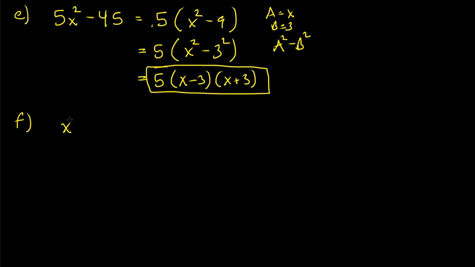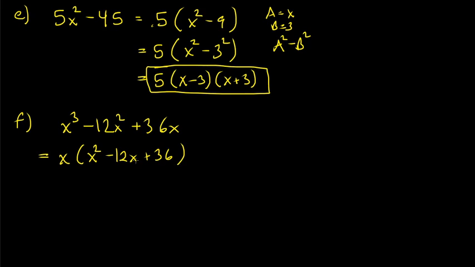For part f, we have x cubed minus 12x squared plus 36x. So the GCF here is x, so let's factor out the x first, leaving us with x squared minus 12x plus 36. Right. Now, can we leave it like that? Well, that depends on if we can factor x squared minus 12x plus 36.